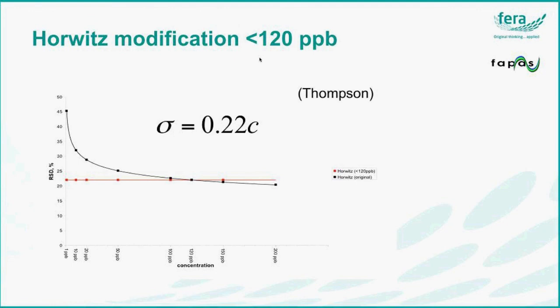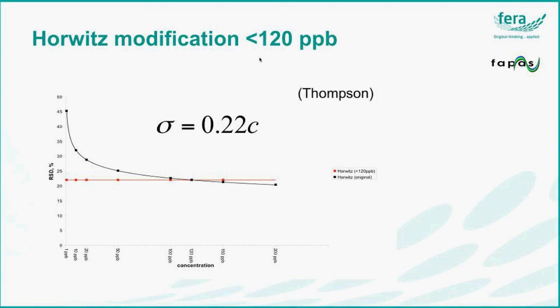However, the original Horwitz equation begins to fail at very low concentrations and at very high concentrations. At low concentrations, this is less than about 120 parts per billion, what we observe is that the Horwitz equation is not appropriate, and in fact reproducibility levels off at about 22%, which is the red horizontal line on this graph.